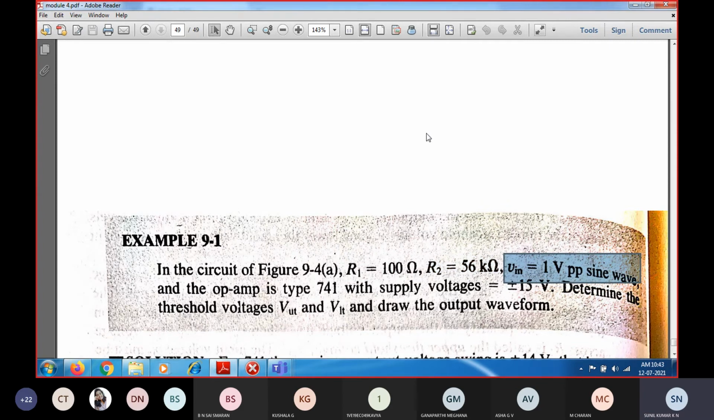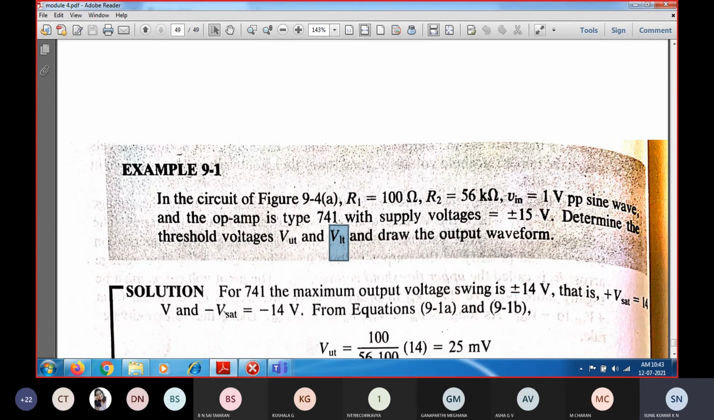So 0.5 volt is the input during the positive half cycle and negative 0.5 volt during the negative half cycle. That gives a 1 volt peak to peak sine wave at the input of the op amp. With the supply voltage he has given as what? Plus or minus 15 volts supply. Determine the threshold voltages for the upper trigger point and lower trigger point, and draw the output waveform as asked.